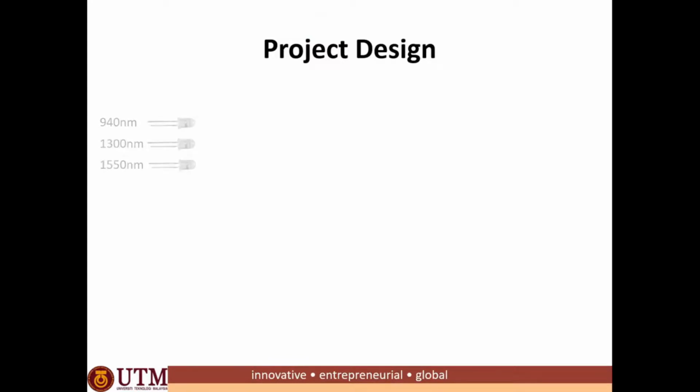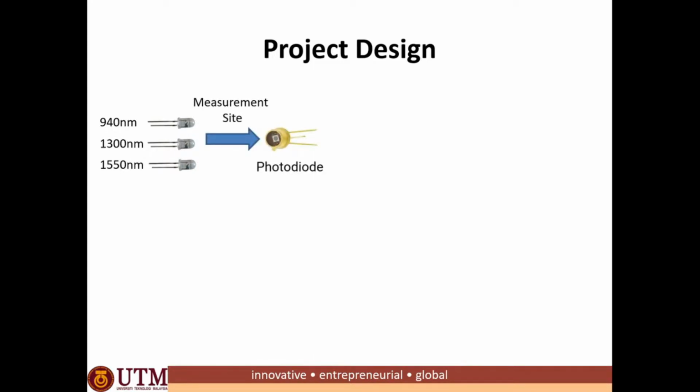This system consists of three LEDs with wavelengths of 940, 1300 and 1550 nanometers respectively. These LEDs are placed at the measurement site together with a photodiode. The photodiode receives the lights and converts them into electrical signals.